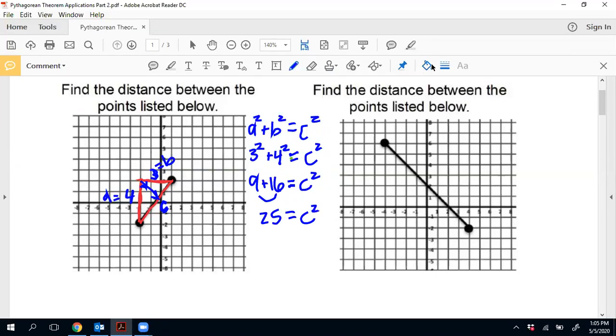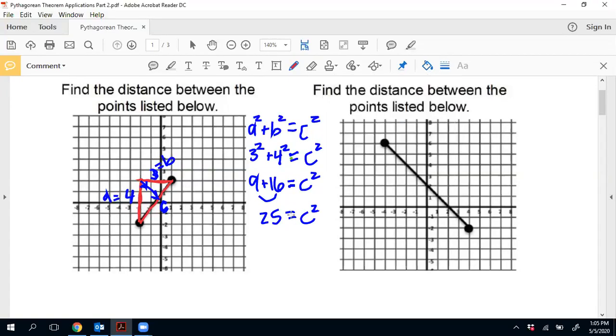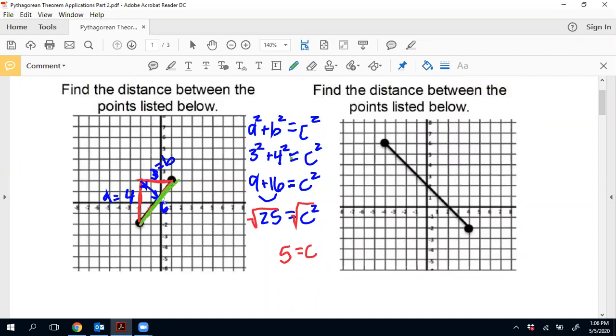But that is not our answer there, because what do we have to do to get C? Find the square root of 25. Yep, we're going to take the square root. So on this side, we get C. And what is the square root of 25? 5. So in this question right here, the length of that diagonal line there is 5. So anytime they are asking you to find the length of a line between 2 points, it is going to be the Pythagorean theorem, and right there the answer was 5.